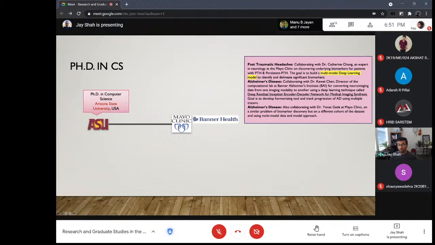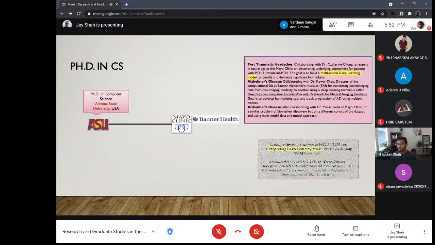I'm collaborating with the director of the computational lab at the Banner Health Association over here, where we are trying to first of all build missing modalities of data. Later on I'll share the abstracts and the papers that we have published very recently, just a few weeks back, using a technique called deep residual inception encoder decoder architecture. So using deep learning, we can actually synthesize artificial images of a person's MRI or PET scans.